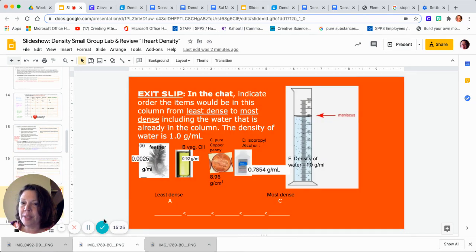Okay, thank you. And here is your exit slip. If we look here, A is very much the least dense. C is the most dense, the copper penny. So what's in between? What would the feather be floating on in this scenario? It could be floating on the isopropyl alcohol. Then the isopropyl alcohol would be floating on the vegetable oil. Then the vegetable oil would be floating on top of the water. And at the very bottom of the water would be that copper penny right there.